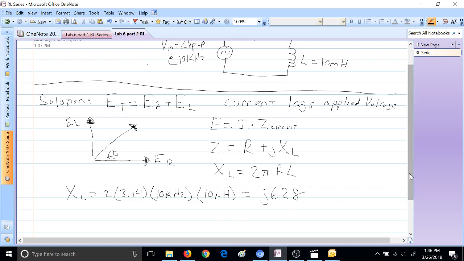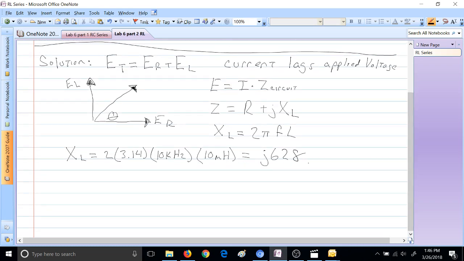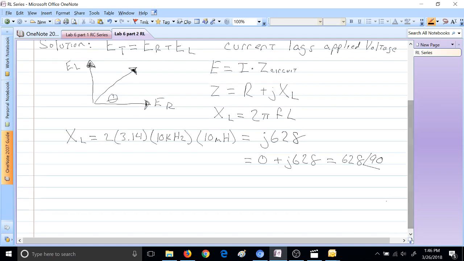And so I can actually write this now. I'm going to write it in two forms. I'll rewrite this as 0 plus J628, since we have no real part here because there's no real resistance in the inductive reactance. And if I wanted to write this in polar notation, we would get 628 at an angle of, anybody? That's correct, 90 degrees. Okay, so here I have this for you in rectangular and polar.